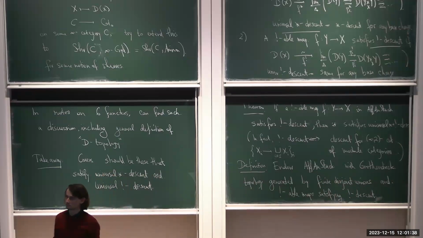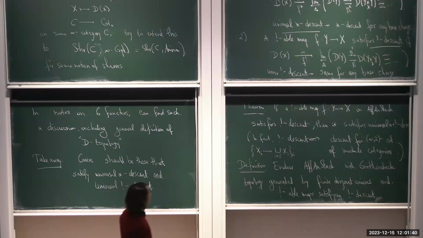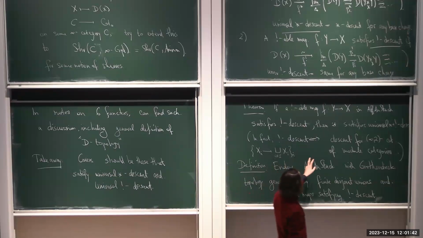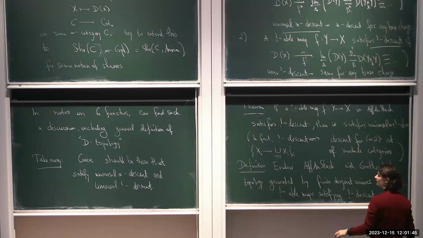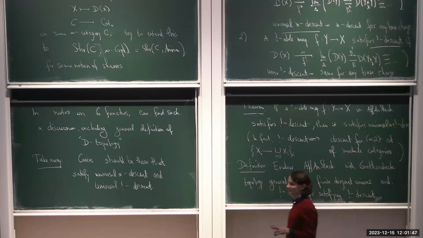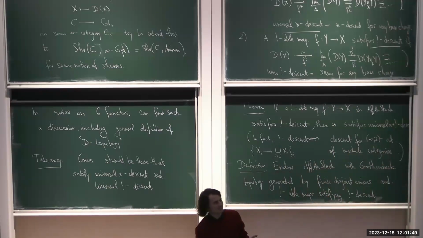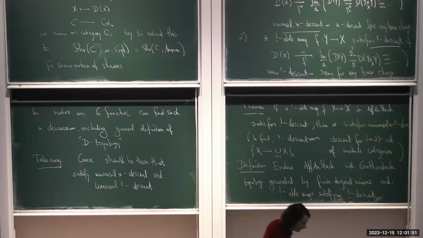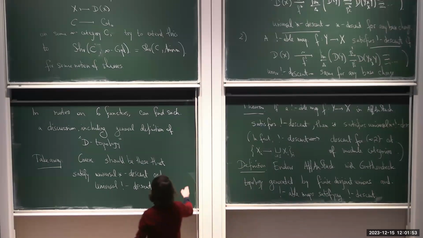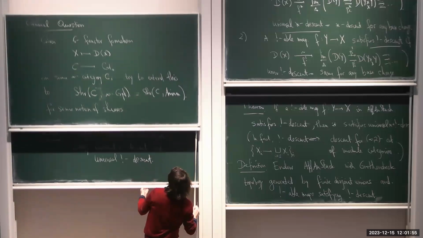And what is the other statement? What is the meaning of descent for infinity 2 categories of module categories? Okay, let me just very briefly do it. I think this will take a whole other lecture.